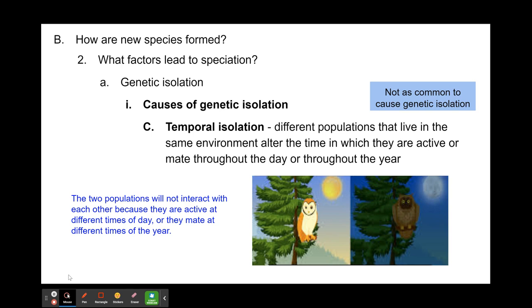As a result, the two owl populations are active at different times of the day. This means that the two owl populations are not going to interact much with each other, and therefore they won't mate or mix their DNA. They will ultimately become genetically isolated over time, even though they exist in the same space. This can also happen when populations change the time of year that they're active in, like when they hibernate or when they change their mating season.